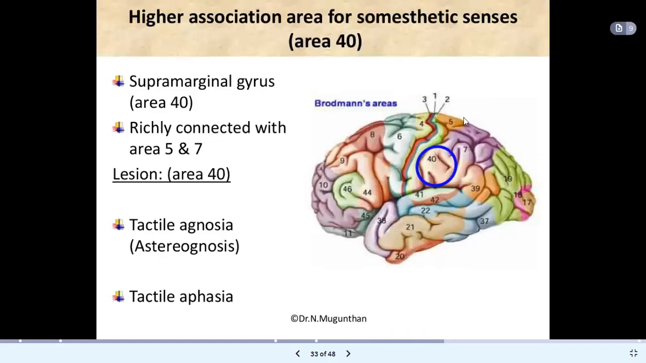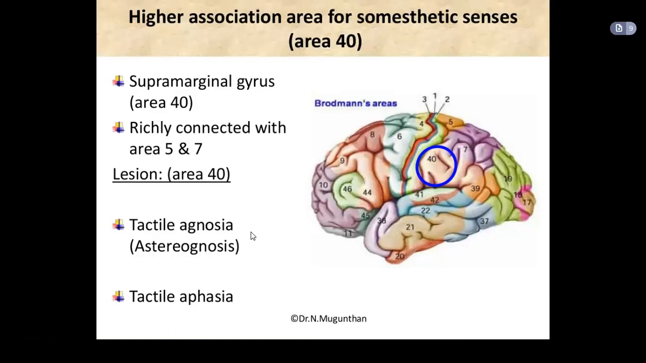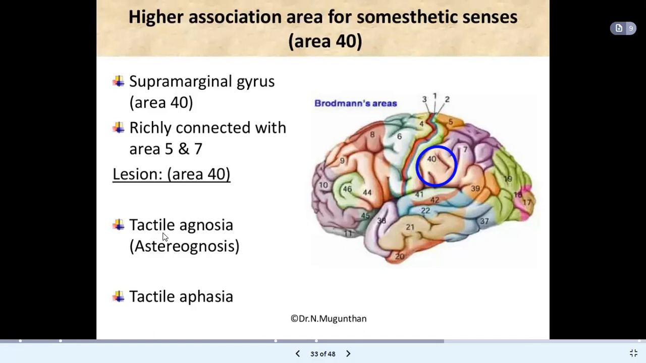Then the higher association area for somesthetic senses, area number 40, the supramarginal gyrus, is richly connected to areas 5 and 7. A lesion of area number 40 will lead to tactile agnosia. That means, if someone gives you a cell phone after you close your eyes, you will identify it as a phone just by the texture, shape and size, right? If that sensation is lost, you call it astereognosis. Touch is gone, that is tactile agnosia, if area number 40 is damaged.